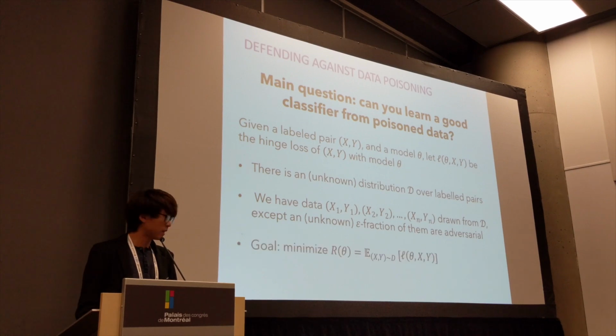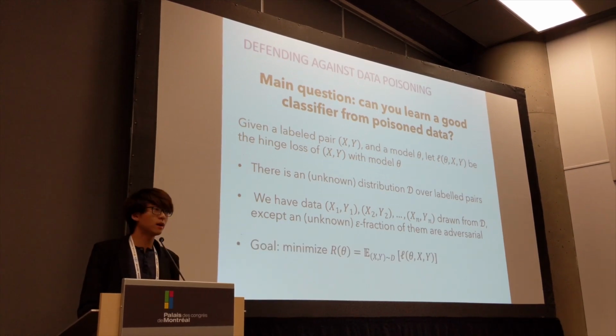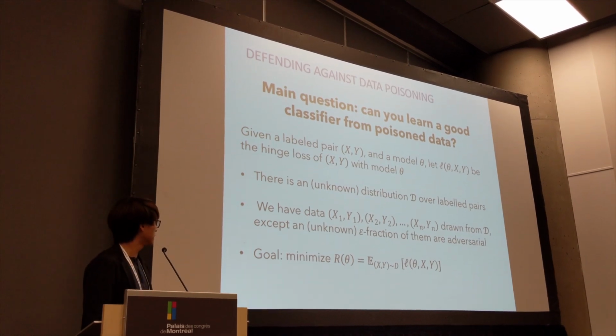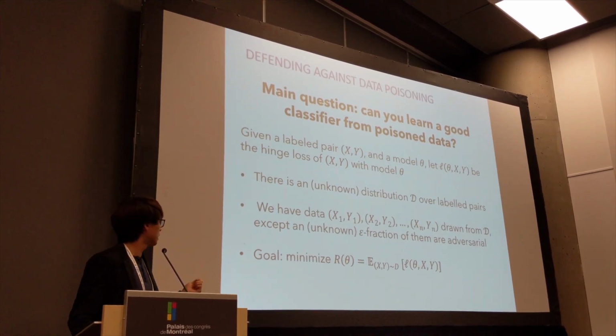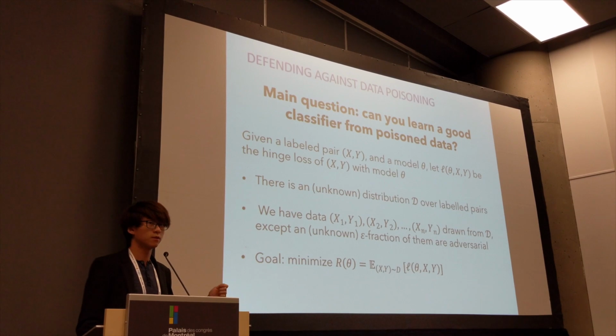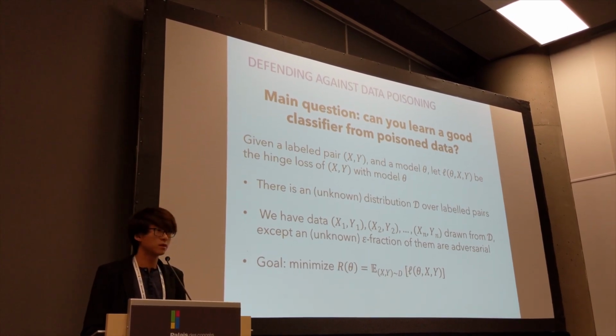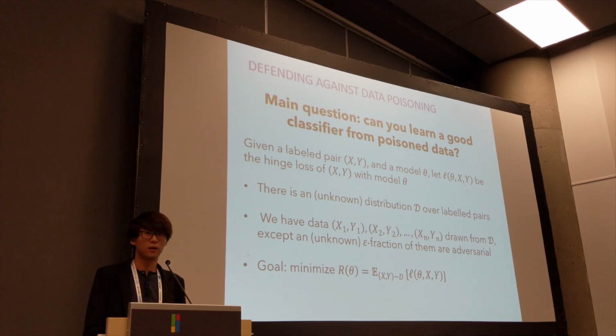Okay? And now our goal is to just minimize our loss on fresh data, or equivalently, in this setting, simply minimize our expected loss from new samples from this distribution. So this is just minimize R of theta, which is the risk. Okay, so hopefully this is all fairly standard stuff.